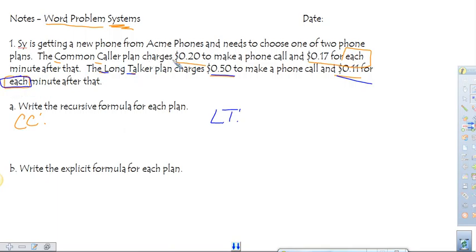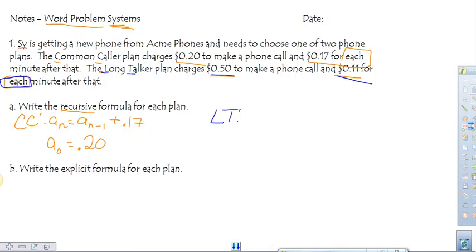Alright, so Common Caller charges 20 cents to make a phone call. If it says recursive, we're looking at our a sub n stuff: a sub n equals a sub n minus 1. The 20 cents to make a phone call is our initial, what's happening right away when we pick up the phone. And then each minute after that, we're going to add 17 cents to the phone call.